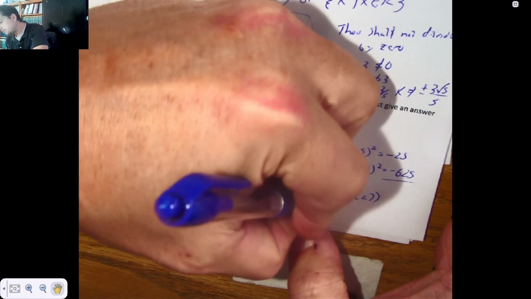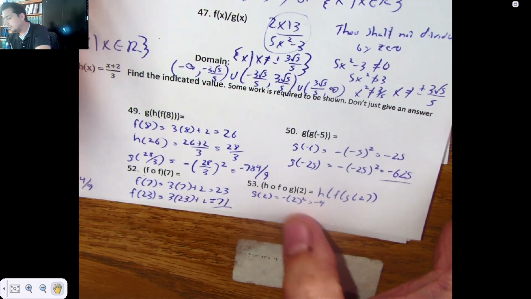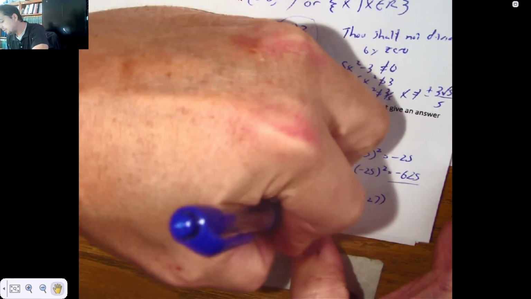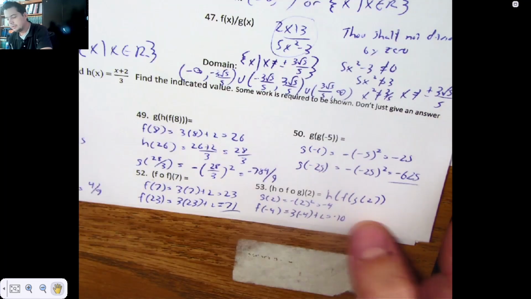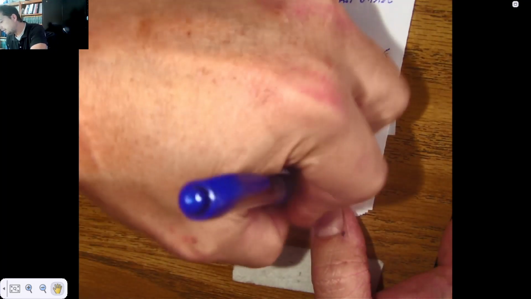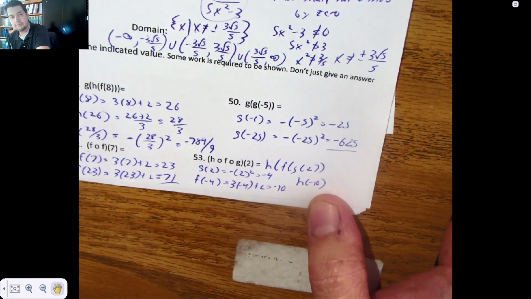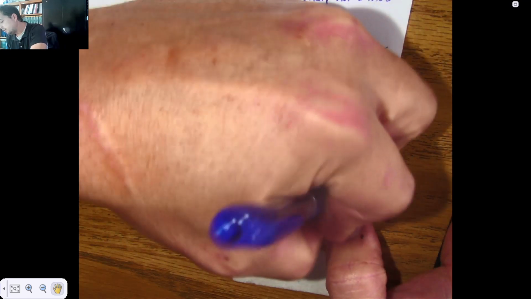G of 2 is a negative 2 that is squared, which is negative 4. F of negative 4 is going to be 3 times a negative 4 and then add a 2, which is negative 10. And then I can find h of negative 10 by plugging a negative 10 into function h, which is negative 10 plus 2 over 3, which is negative 8/3. Fun stuff. And there's more.